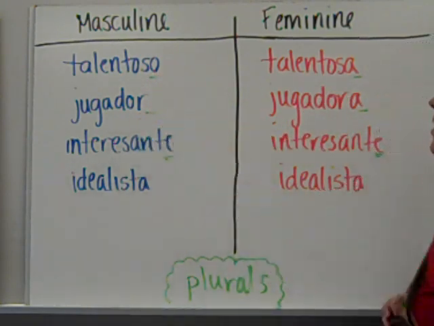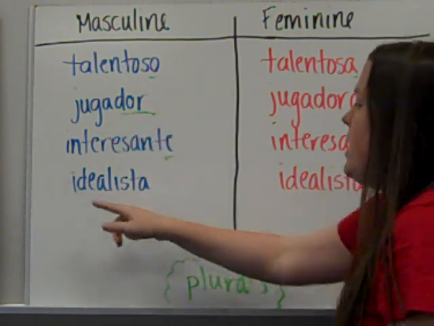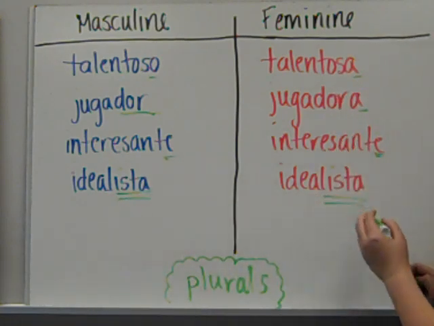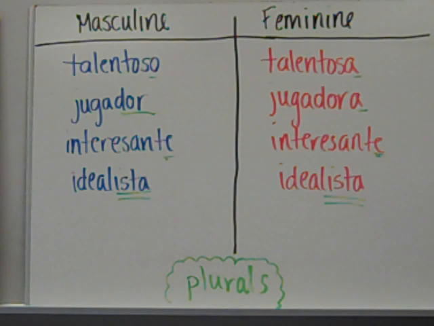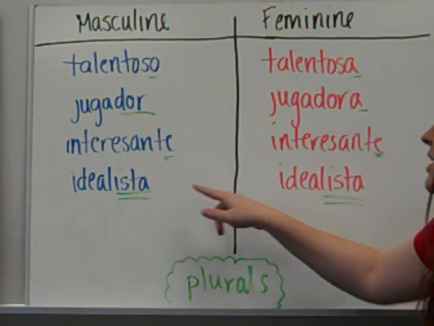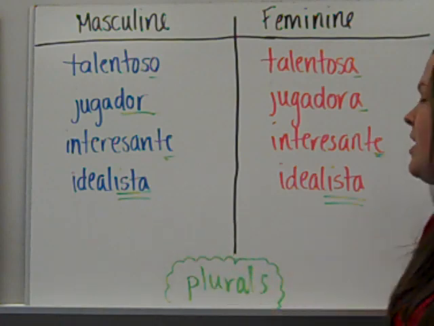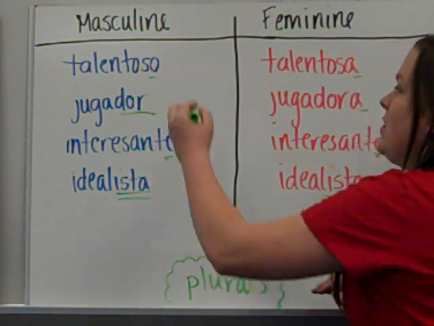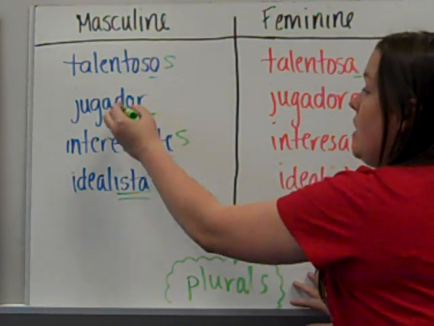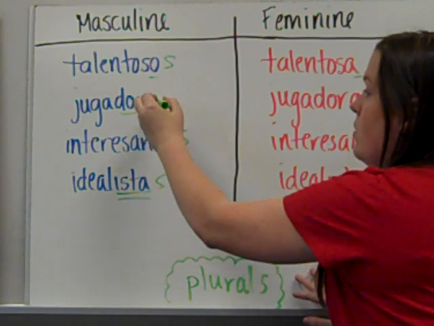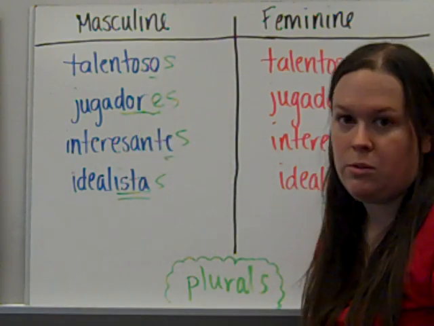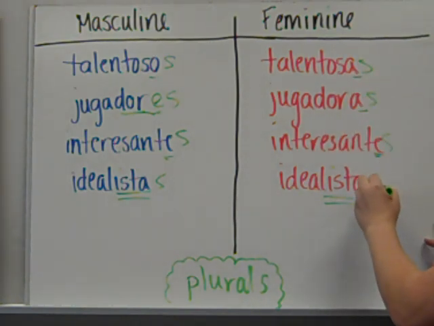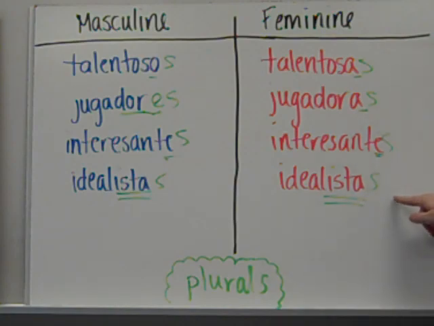O's and A's. And also there's one more, idealista. If it ends in ista, it does not change for men or women. So it just stays the same. Nothing changes, sort of like interesante. And if you wanted to make these adjectives plural, most of them you just add an S. So S, S, S. Here though, since it ends in a consonant, we need to put a vowel in here to sandwich it. Over here, these all end in vowels. So if we wanted to make them plural, talking about more than one person, we would just add an S.